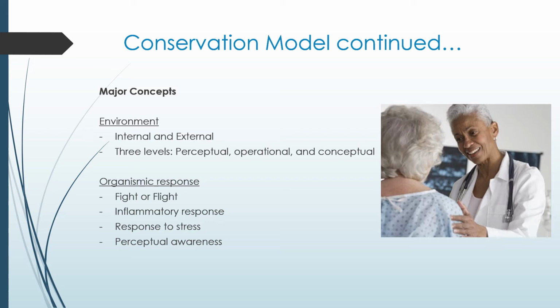And then there is another concept of her model known as an organismic response, which refers to how an individual adapts their environment based on the different levels. These levels are the fight or flight, inflammatory response, the response to stress, and perceptual awareness. All of these different categories make up how a person responds to different challenges. And that's basically what Levine was trying to say.